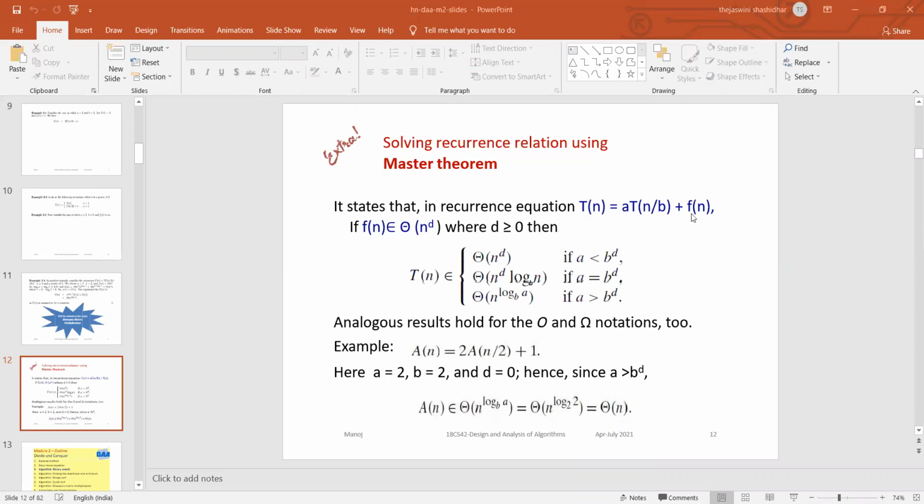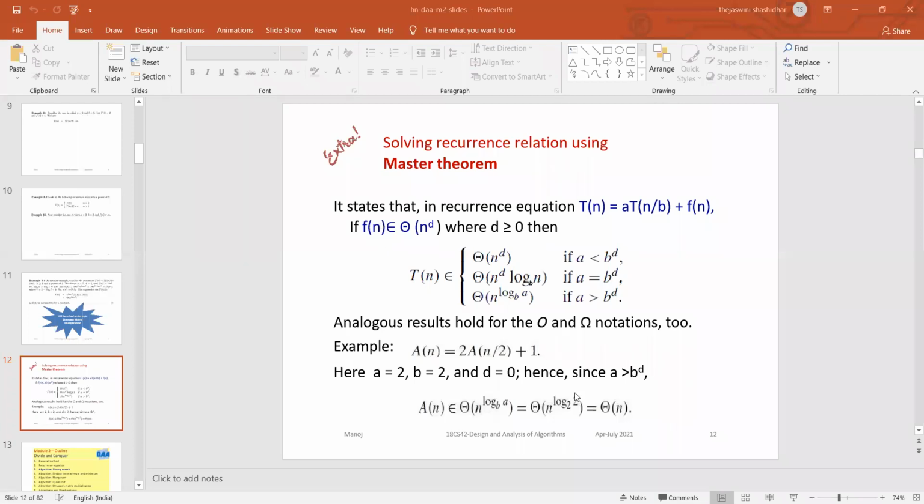See here, what is f(n)? f(n) belongs to theta of n^d. What is f(n) here? It is 1. When you get it as 1, anything to the power 0 will give you 1. Keep in mind, f(n) in our answer is 1. So f(n) is 1.